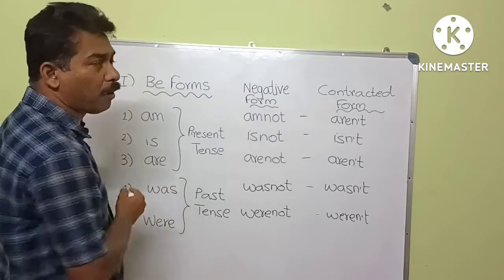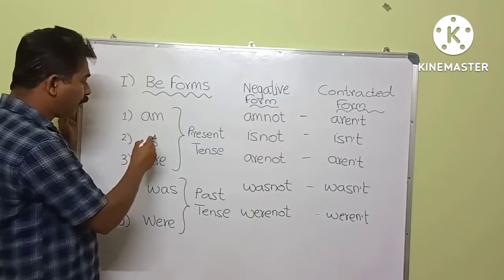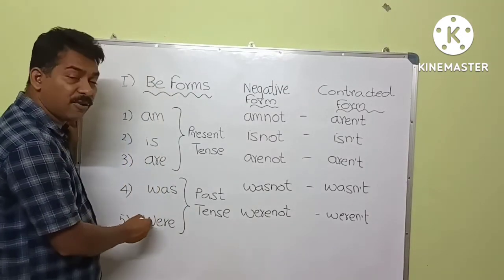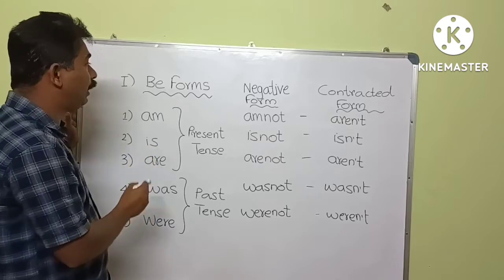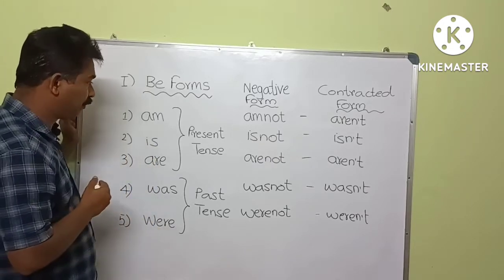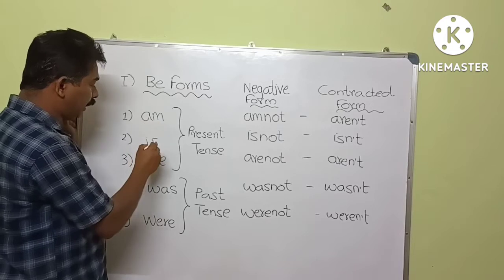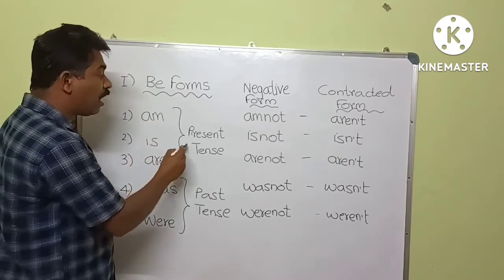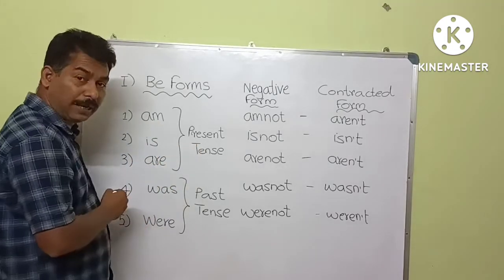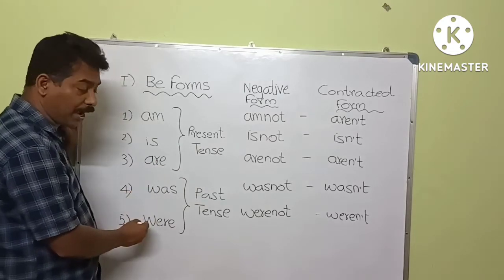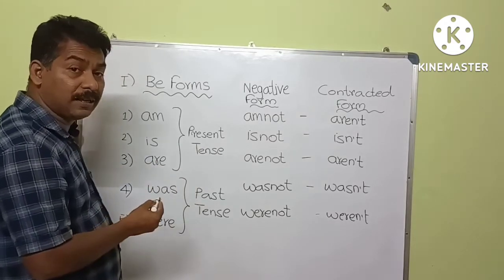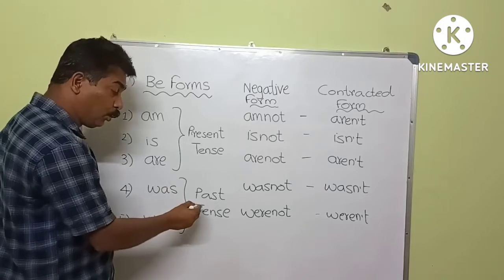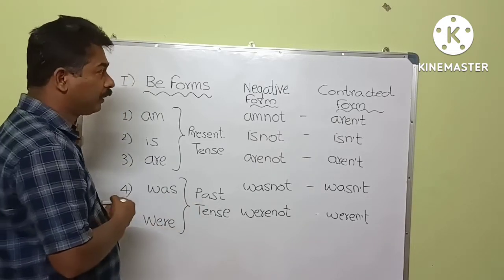First one, be forms. Am, is, are, was, and were are the be forms in the English language. Am, is, and are are used in the present tense. Was and were are the two auxiliary verbs that we use in the past tense.